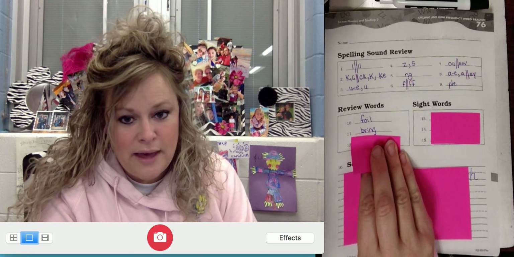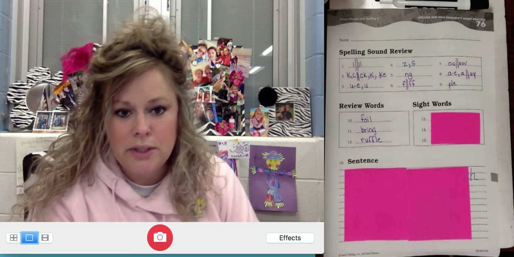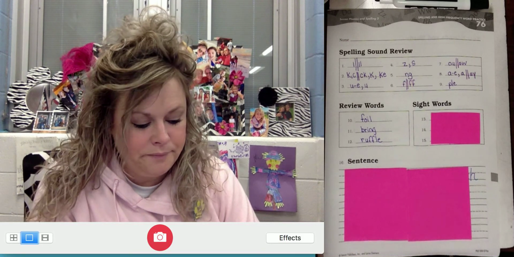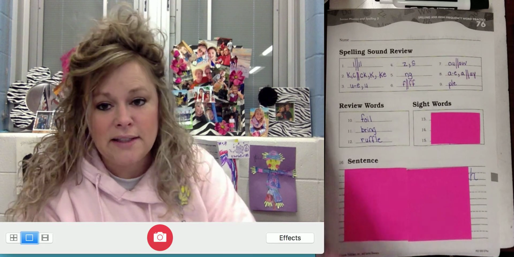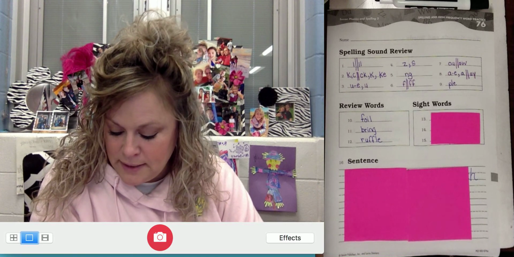There are 2 F's in ruffle because of that short U. Rough and full. All right, now here's our sight words. These are our new ones from last week.